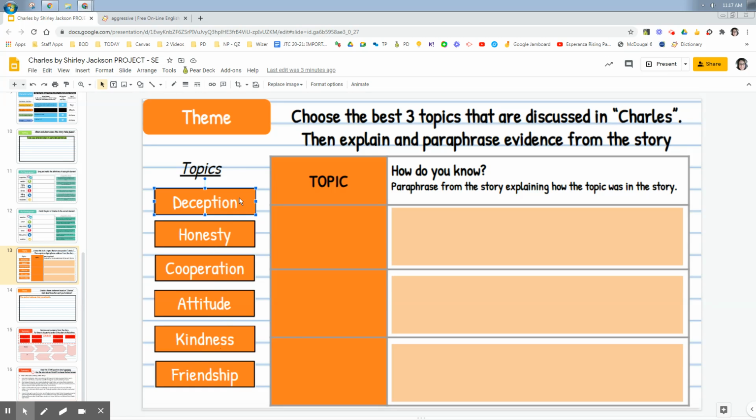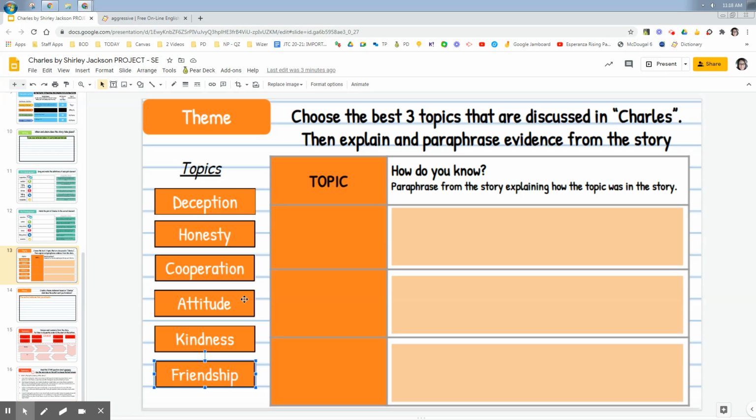You have deception, which means to lie or to manipulate. You have honesty, which means telling the truth. Cooperation, meaning teamwork or working with others. Attitude, the way that you have a positive or a negative attitude towards life and people. Kindness is about being kind. And friendship is the relationship you have with your friends. So based from the story, what 3 topics were talked about in the story?